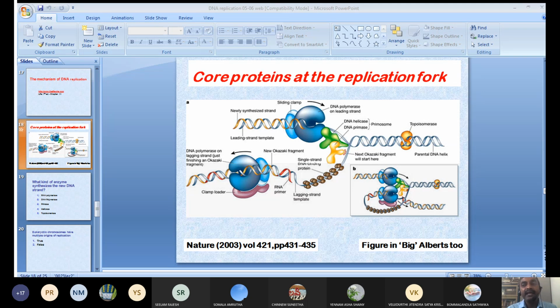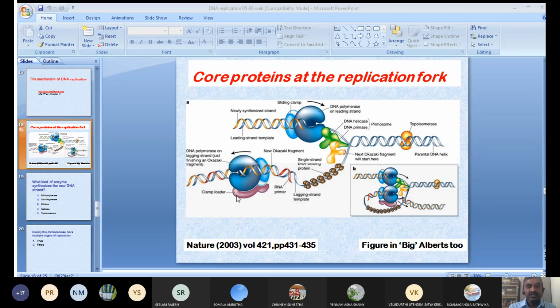Okay, so the sliding clamp and DNA polymerase on the leading strand. One unit of DNA polymerase will be involved in the synthesis of the leading strand. The other unit of the DNA polymerase is involved in the lagging strand synthesis. So that means Okazaki fragments will be synthesized, because there are two units. You see here, this one has 2 subunits, but one part of the DNA polymerase is involved in the continuous synthesis, and the other is involved in the Okazaki fragment synthesis.